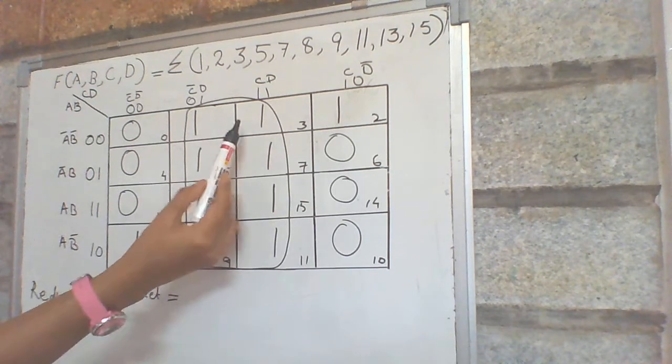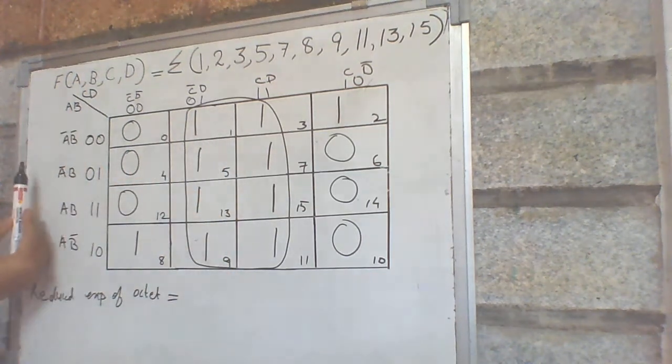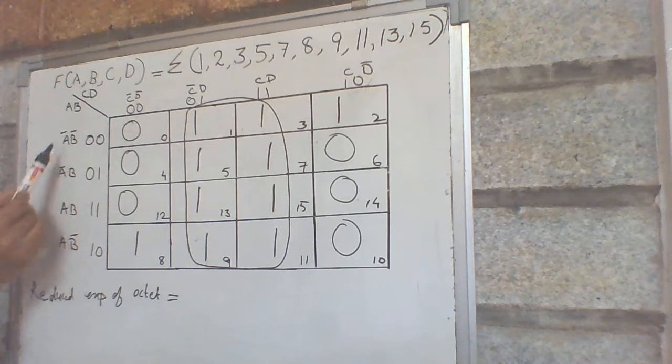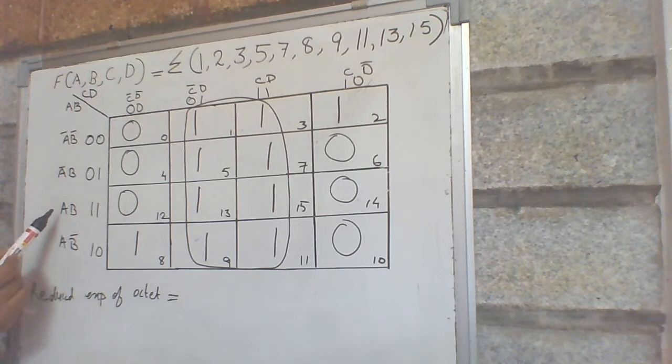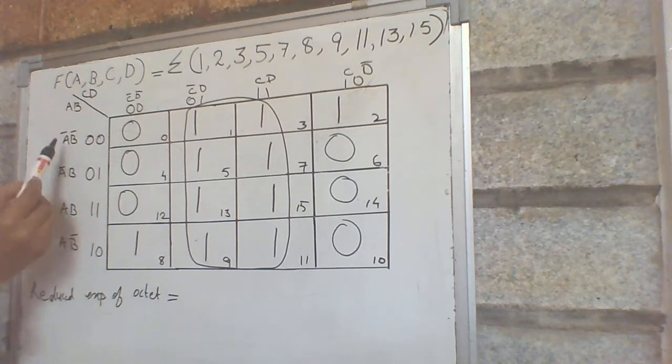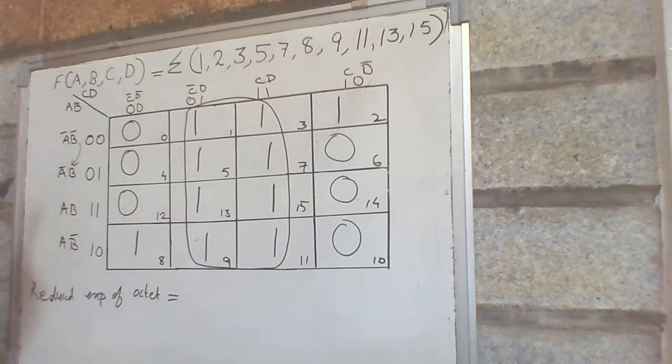For that, first you have to check the left side. What is the left side? A bar B bar, A bar B, A B, A B bar. So first consider the first case. Here see B bar is changing to B, so we can remove B. Then second and third, here A bar is changing to A. So we can remove both the variables A and B.